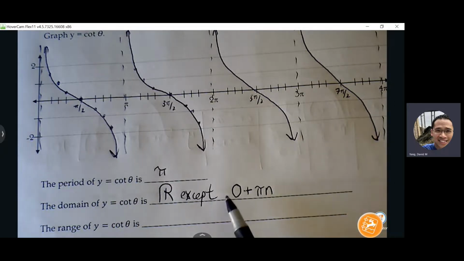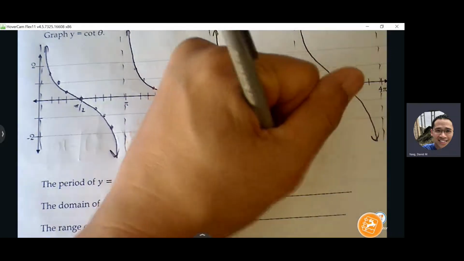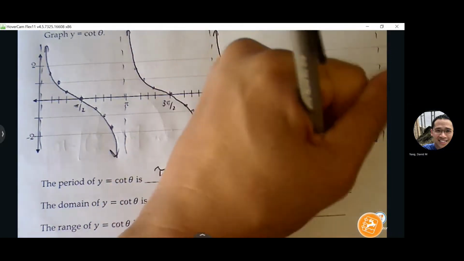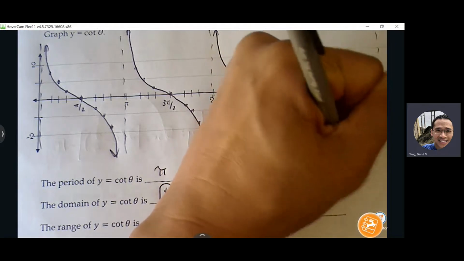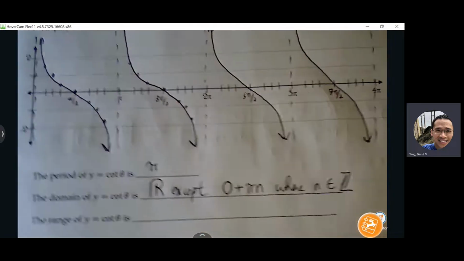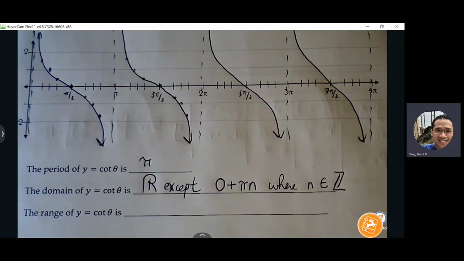We can also let that n go in a negative direction. They can be any integer. So we can say where n is an element of the integers. So we don't want n to be just any number. We want it to be either a positive or negative integer. We don't want it to be like 0.1 or 0.6 because then it's not going to land at the asymptote that we care about.